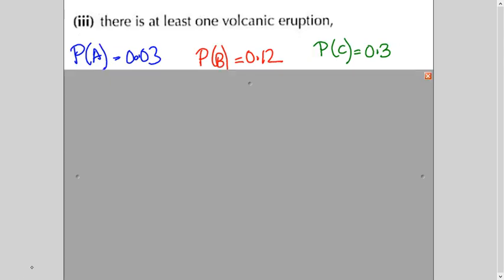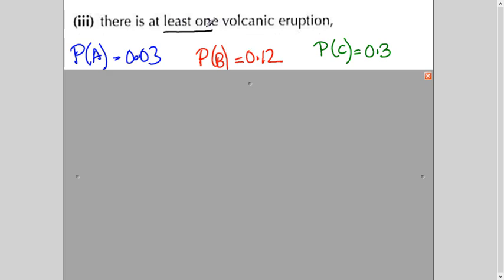Okay, part 3. There is at least 1 volcanic eruption. Now this is important, at least 1. Now there are ways to do it. For example, at least 1 eruption means what? It may occur in 1 country, maybe in 2 countries, or maybe in all 3 countries. What case are we not considering here? Because when we are talking about eruptions in countries, there are basically how many cases? Maybe no eruption at all, maybe eruption in all, maybe eruption in 1 country, maybe eruption in 2 countries. There are 4 cases which are possible, right?